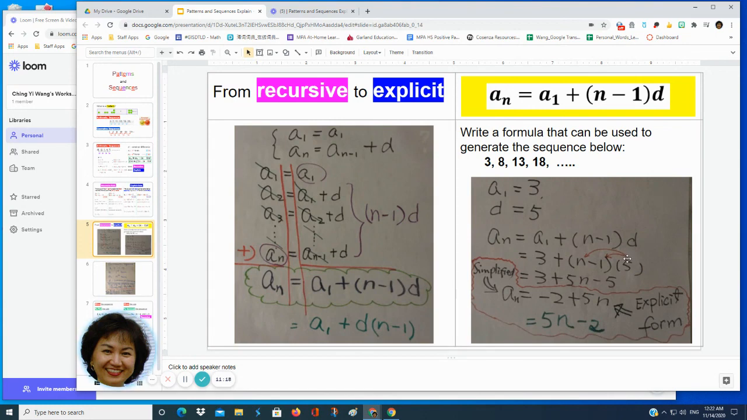You apply the distributive law and combine like terms to simplify this expression. At the end, you get a sub n equals negative 2 plus 5n, or you can write it the opposite way, equals 5n minus 2. This becomes our explicit form.